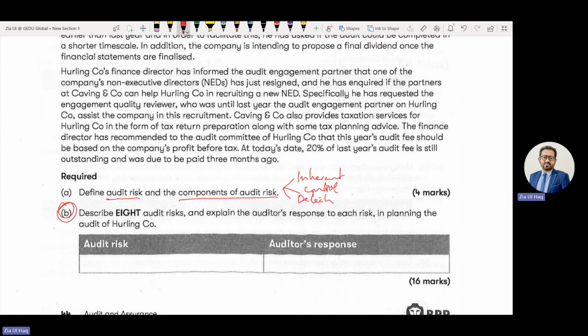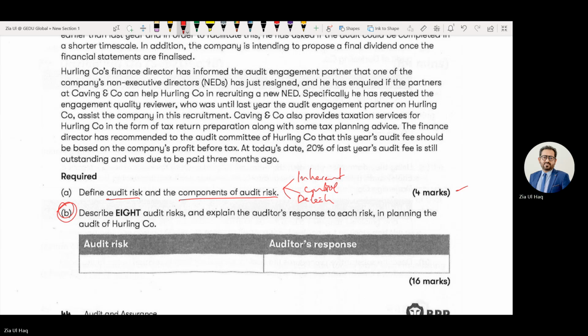Easy 4 marks. Inherent risk, a risk due to the nature of the company, a risk that misstatement may occur in the financial statement. Control risk, a risk that the control system may not prevent, detect, or correct misstatement. And detection risk, a risk that the auditor may not detect misstatement. So easy 4 marks. If we are able to define these 4 definitions, we would be able to get 4 marks. Otherwise, no mark.